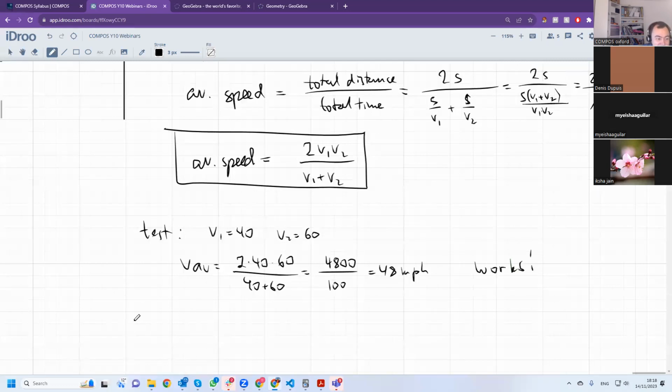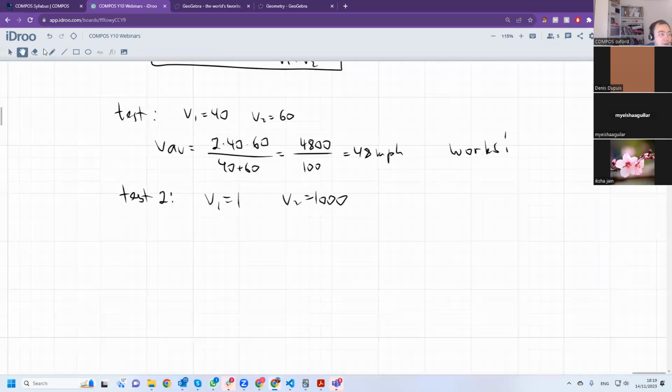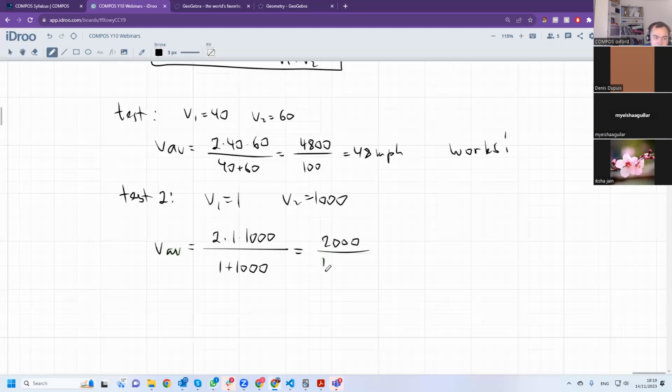Now, test the extreme case. Test 2. V1 is 1 and V2 is 1,000. Let's see if that works. V average is equal to 2 times 1 times 1,000 divided by 1 plus 1,000. 2 times 1,000 is 2,000 divided by 1,001. Well, that's approximately 2 kilometers per hour. Works. Okay.